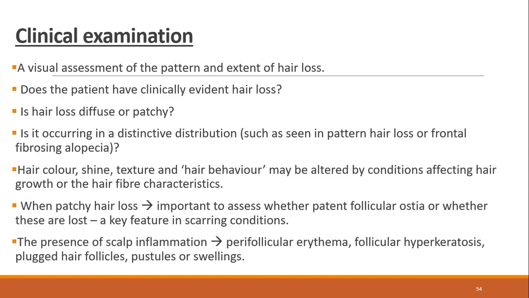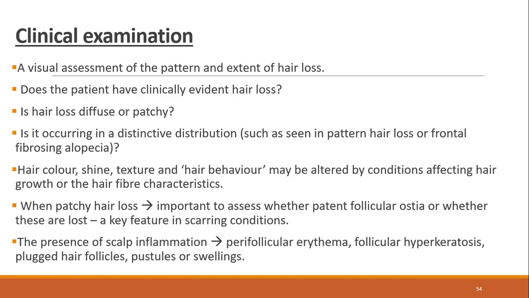In addition to noting whether the hair loss is diffuse or patchy, it is important to note if there is any distinctive distribution, for example, hair loss in frontal fibrosing alopecia. Then note the hair color, its shine, texture, and hair behavior, which is definitely altered by different conditions.